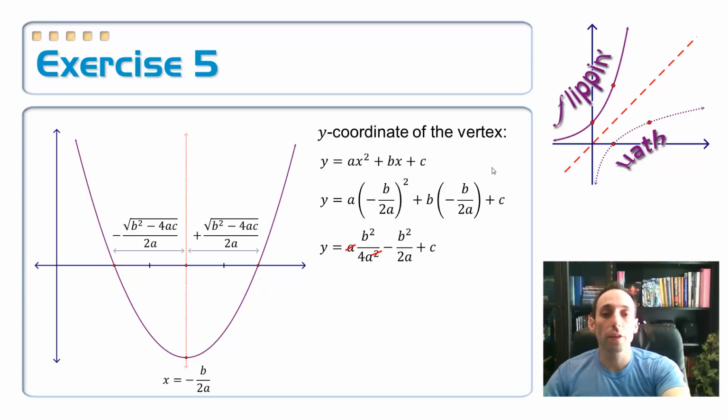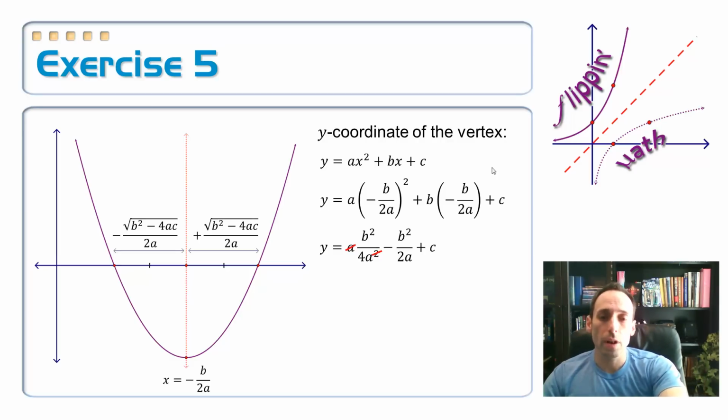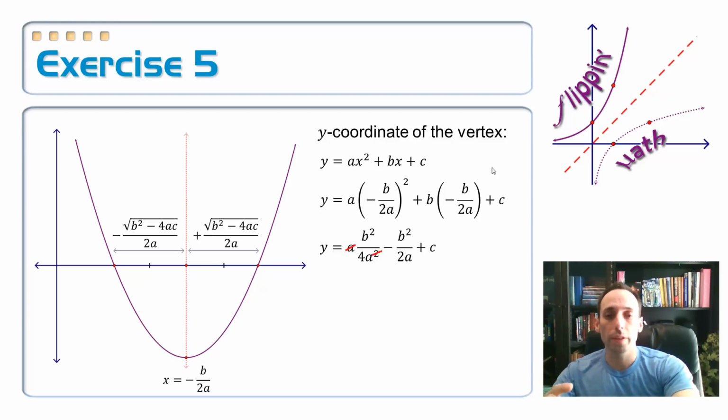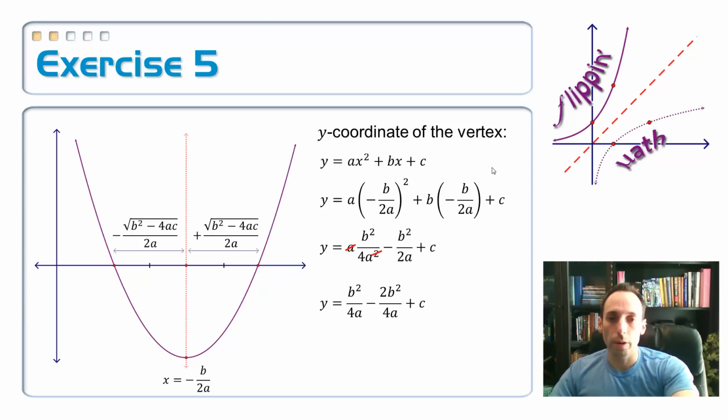Also, I need to get myself a common denominator if I'm going to add up those two fractions that have a's and b's in them. So the common denominator is going to be 4a. On the second fraction, in order to get 4a, I need to multiply the top and the bottom by 2. So that's what this is. So 2 times the b squared on the top, and then I have my 4a on the bottom.